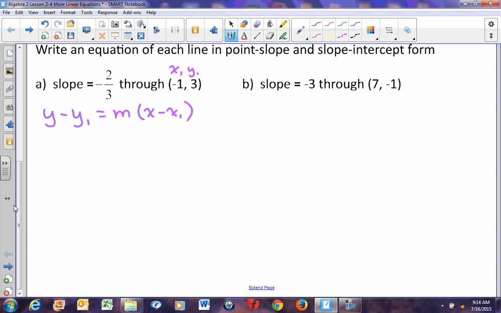So if I was to do this equation, I would say y minus 3 equals negative 2/3 parentheses x plus 1, because minus a minus is a plus. Now, this equation is in point-slope form. So that would be the point-slope form of the equation. To write the slope-intercept form of the equation, we simply need to solve this equation for y, because this is the point-slope form.